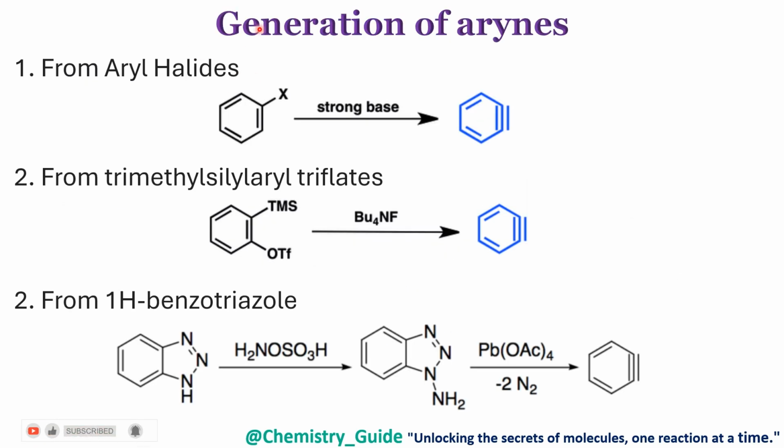Let us see the different reactions which are used to generate the aryne or benzyne. The first, as we discussed earlier, generates the benzyne by the reaction of an aryl halide by abstracting the alpha proton. It can also be generated by using a trimethylsilyl aryl triflate. By using tetrabutylammonium fluoride, we generate the benzyne. Benzyne can also be generated using a benzotriazole derivative. In the first step, there is amination followed by reaction with lead tetraacetate to generate the benzyne. These are the common techniques by which benzyne can be generated.